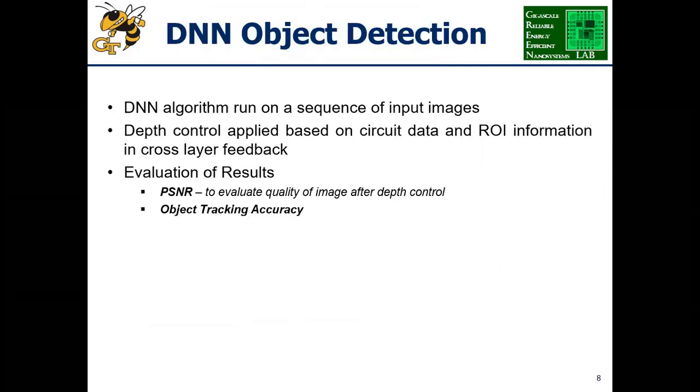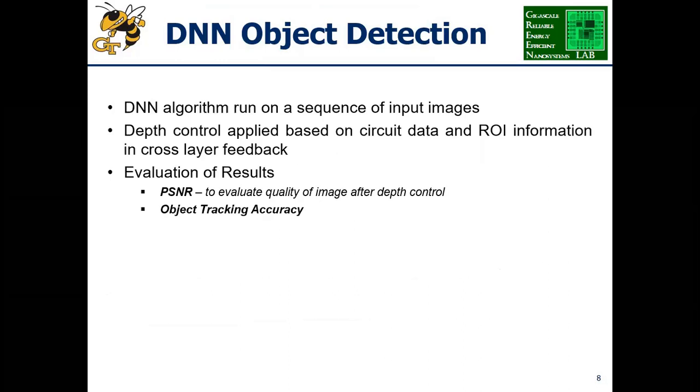A few details on the DNN side. We evaluate the pixel depth control with a case study, as I just mentioned. The DNN object detection task runs on a sequence of input images, and depth control is actually applied based on circuit data and ROI information in cross-layer feedback.